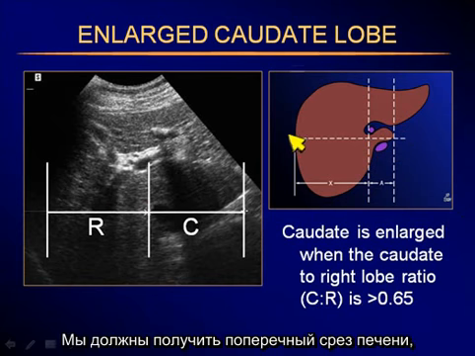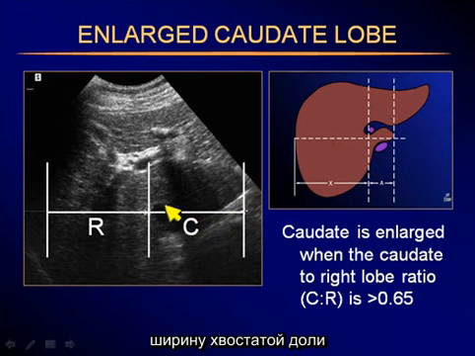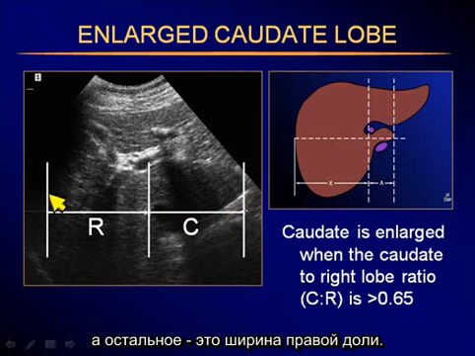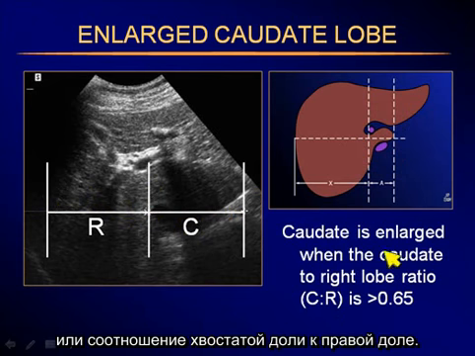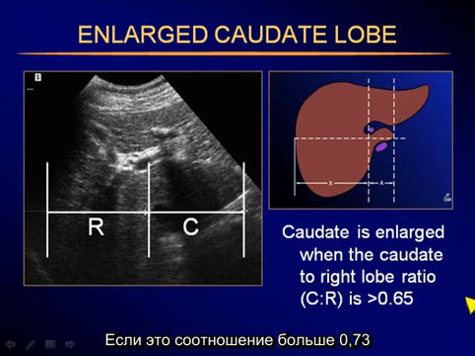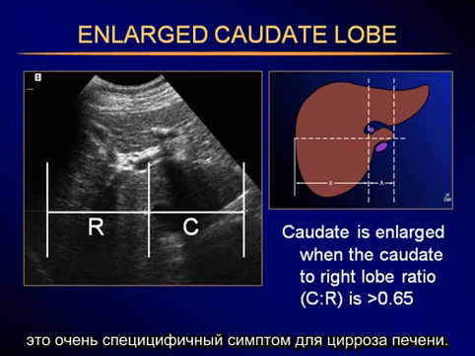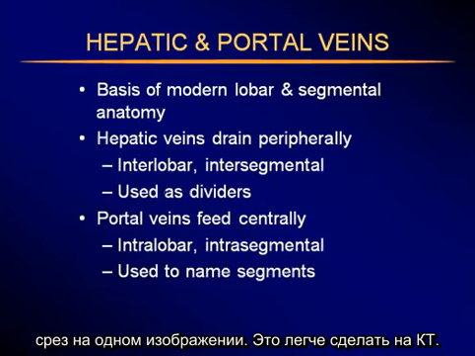So what we would do, we would take a transverse section of the liver, we would take the medial margin of the caudate and the lateral margin as the lateral margin of the portal vein. That we would measure as the width of the caudate lobe, and the rest of it is the width of the right lobe. Then we would take a ratio of C over R, or caudate over right lobe, and if the ratio is over 0.65, that becomes an enlarged caudate. If the ratio is over 0.73 or so, that's very specific for cirrhosis of the liver. But you have to have the whole transverse scan on one picture. It's easier to do on CT.